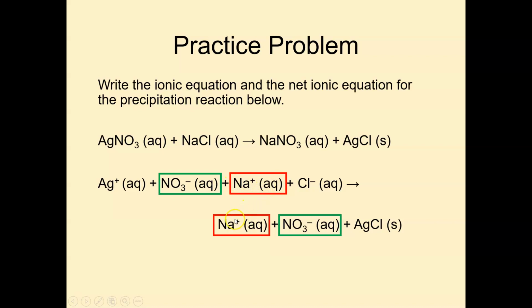Now to write the net ionic equation, we're simply going to remove those spectator ions from the ionic equation. And the actual reaction that occurs when we mix silver nitrate and sodium chloride is that silver ions from the silver nitrate seek out chloride ions from the sodium chloride that precipitate out as silver chloride. That's the actual reaction that's occurring. The nitrate and the sodium are simply there to get the silver and the chloride into solution, but they don't participate in the actual reaction.